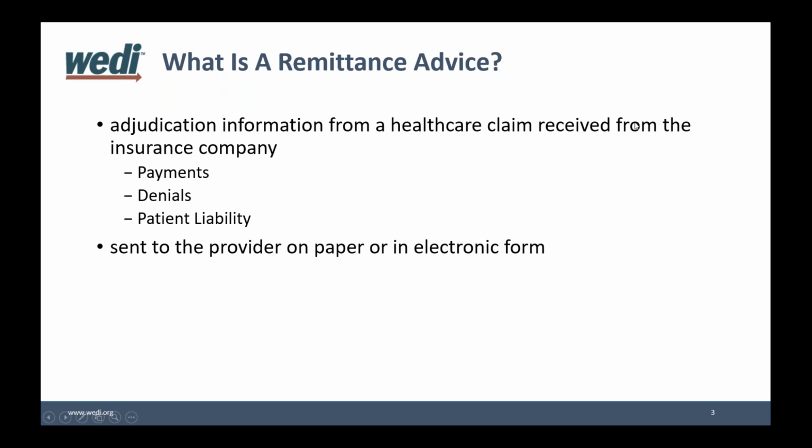So we want to just start out with some basic level setting. What is a remittance advice? Remittance advice information is adjudication information from a healthcare claim received from the insurance company. And it can include payments, denials, and even patient liability information. And it can be sent to the provider on paper or in electronic form.